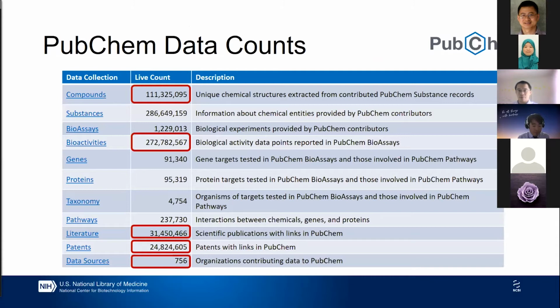As of September this year, PubChem has over 100 million unique chemical structures, more than 207 million activities, 31 million literature records, and 24 million patents. They are contributed by over 700 independent organizations, including chemical vendors, journal publishers, research and development institutions, and government agencies. All the data is still increasing on a daily basis.